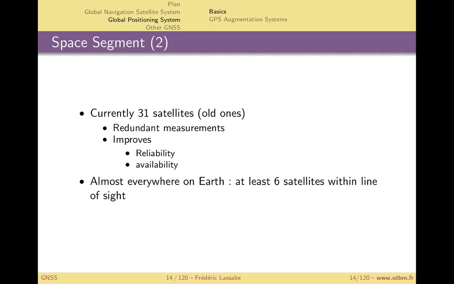So it provides redundant measurements and fault tolerance, therefore improving the reliability and the availability of the system. This is how almost everywhere on Earth you have at least 6 satellites within line of sight instead of 4. That would be the minimum number of satellites used for providing a location. With less than 4, you cannot have a really good location determination.